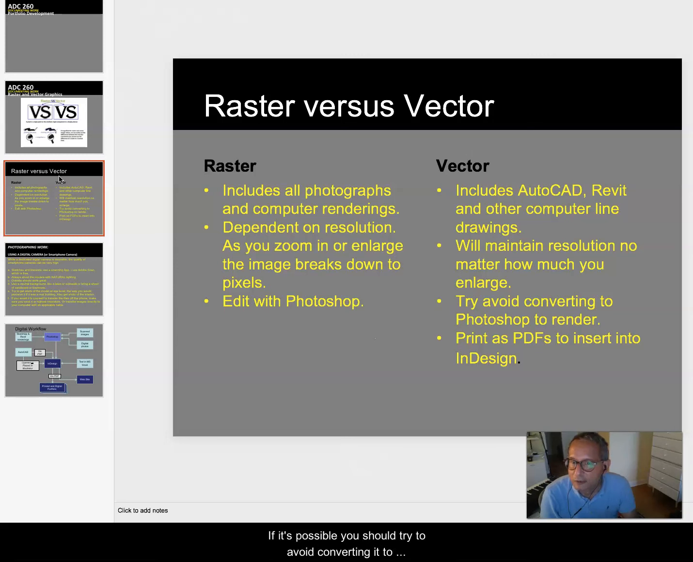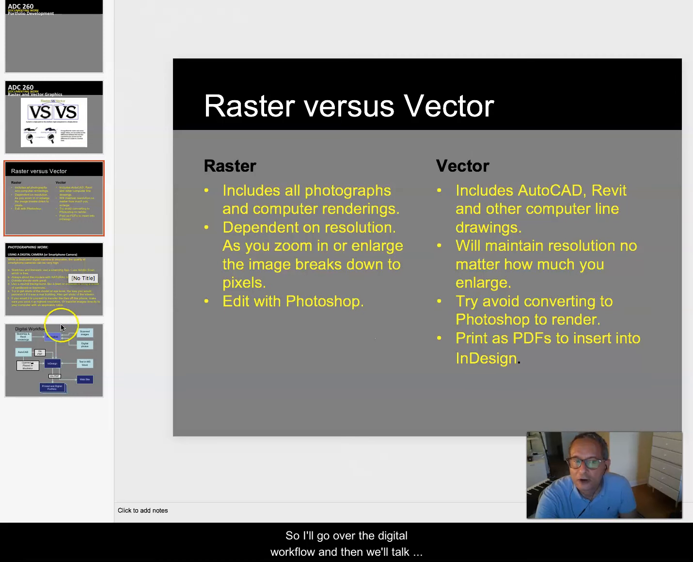If it's possible, you should try to avoid converting it to Photoshop to render them. Unless you're going to apply color, you don't need to convert it into Photoshop format, where you could lose resolution. So if it's going to just stay a black and white image, better to do the solid fill and a white background within AutoCAD and not run it through Photoshop at all. Print as a PDF to insert it into something like InDesign.